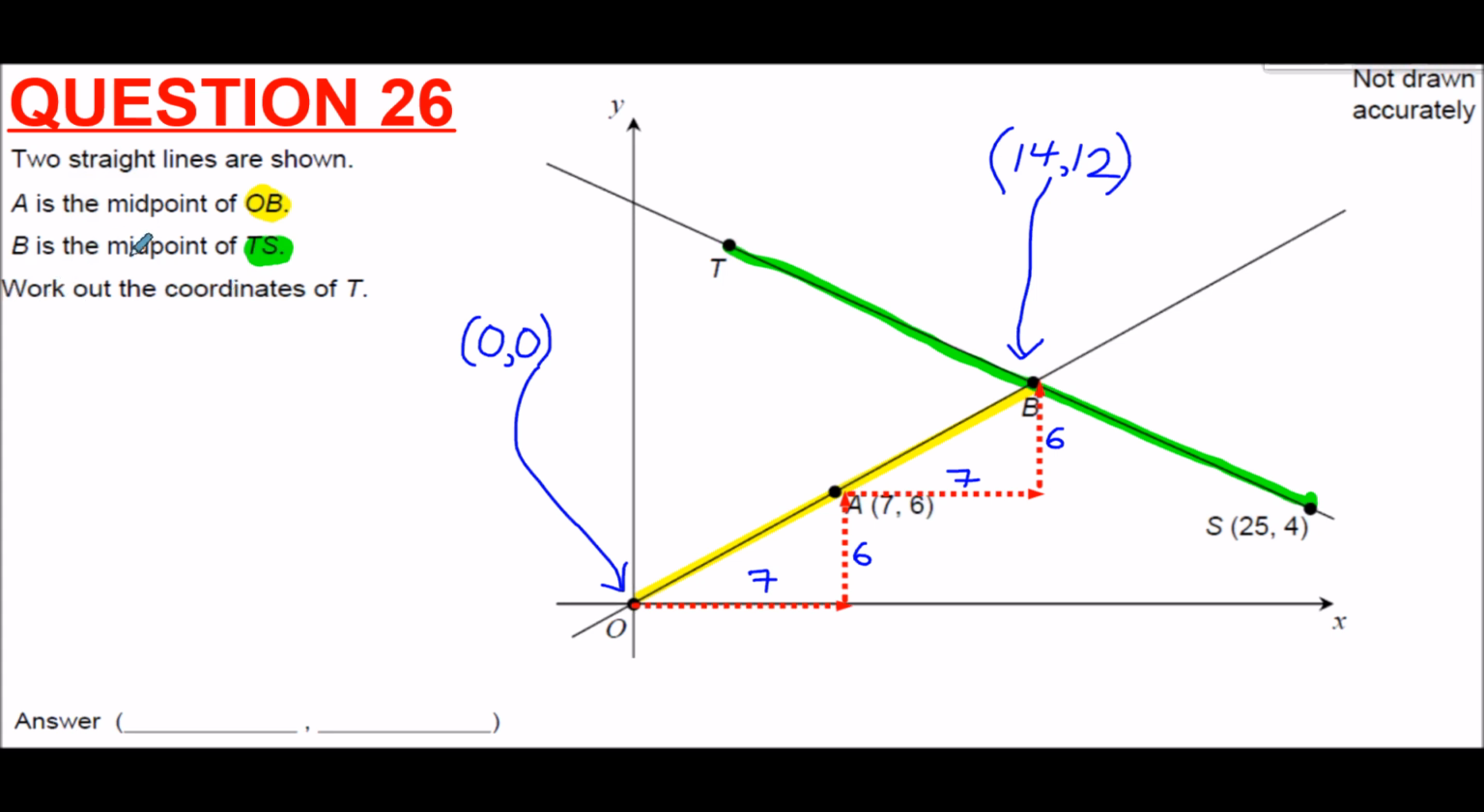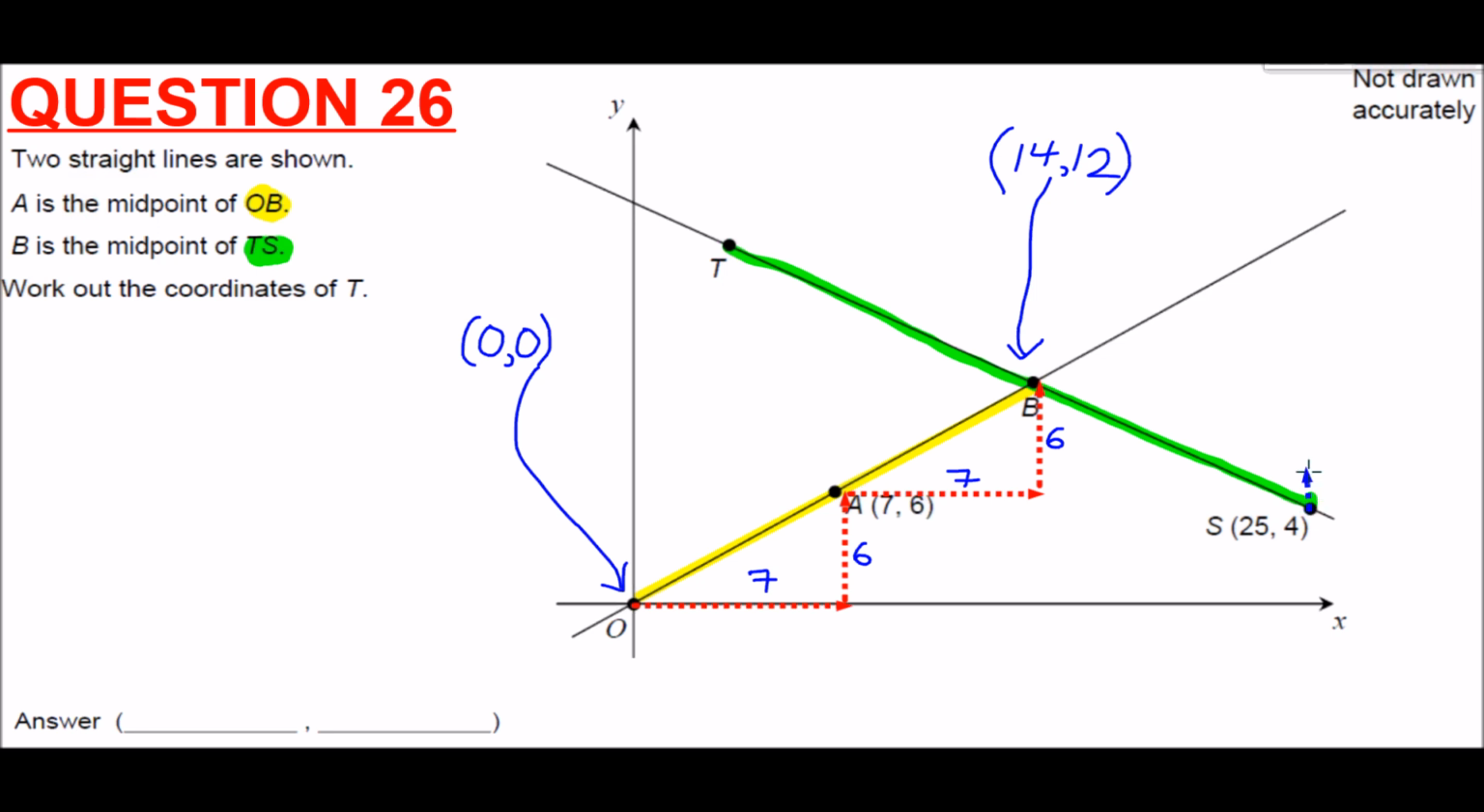It says B is a midpoint of TS. So because B is a midpoint of TS, what that means is we can start at the point we know, which is S, and imagine working backwards towards B. So S is the point where x is 25. Here, x is now 14. And y has gone from 4 up to 12 if we work back.